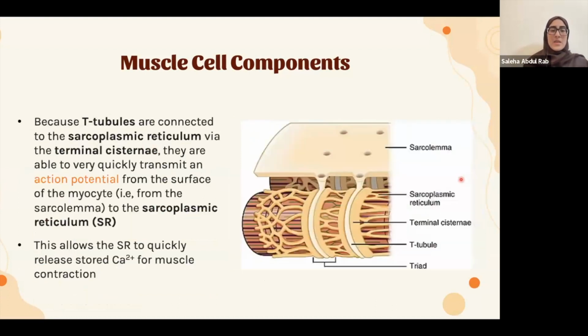Okay. All right, so T tubules are connected to the sarcoplasmic reticulum via the terminal cisternae. They're able to very quickly transmit an action potential from the surface of the myocyte to the sarcoplasmic reticulum. This allows the sarcoplasmic reticulum to quickly release any stored calcium for muscle contraction. As soon as the impulse arrives on the sarcolemma, goes to the T tubules, goes to the terminal cisternae, goes to the sarcoplasmic reticulum, boom, release of calcium.